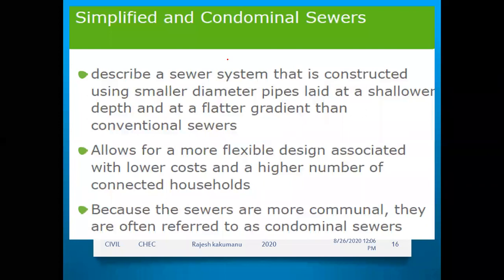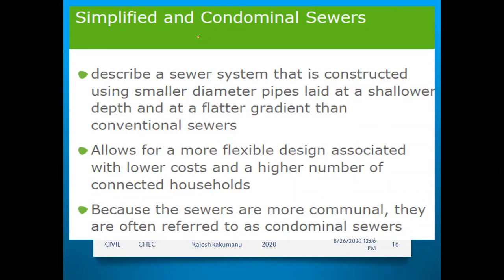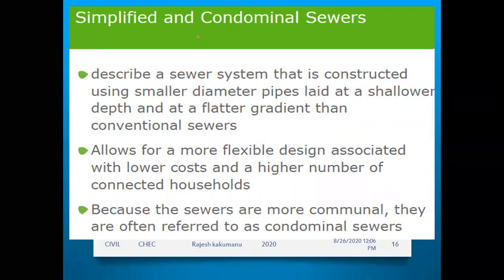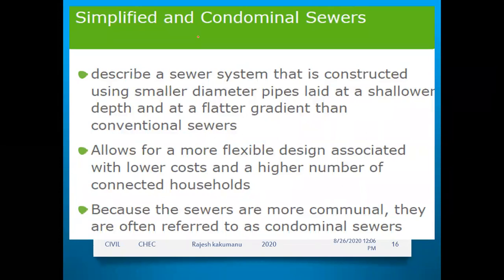Okay, now see that described in this third type, that is a simplified system. It describes the smaller diameter pipelines laid to a shallower depth, and the depth of the water level will be very low, and flatter gradient than conventional sewers. What are the conventional sewers? The separate system and combined system are the conventional sewers. Here it allows for a more flexible design associated with lower cost and high number of connected households.